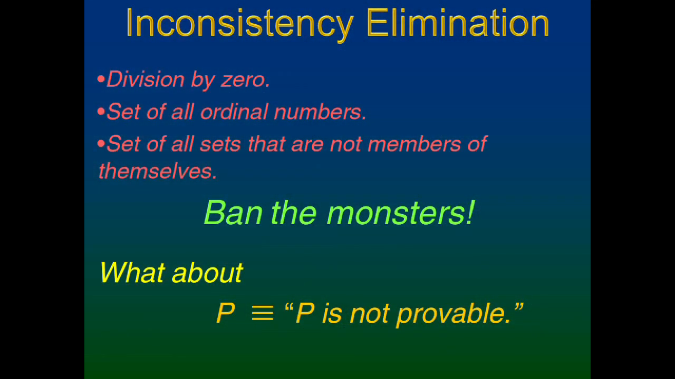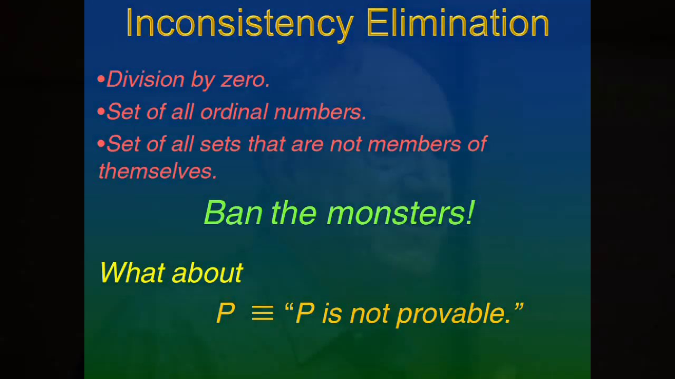But what about the sentence, P is defined to be P is not provable? And you can actually construct this, it turns out, in terms of mathematics. Well, that one's got a problem. And it's not the problem that Gödel thought. Well, maybe we don't know what Gödel thought. It's not the one that Gödel said it was. And namely, he said incompleteness.